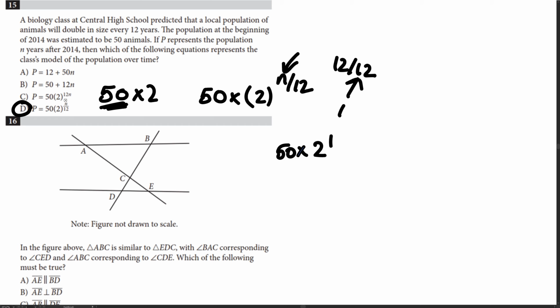Now, C would be incorrect because if we plug in 12 right there, you would get 50 times 2 to the 144th power, which is not doubling every 12 years. And then the same thing with B and A. These might lead to a double population, but it won't be a consistent doubling because every single doubling, you need more in order to double the amount.